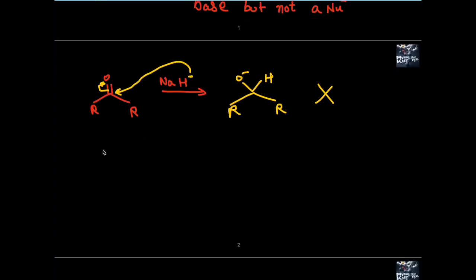Let's suppose we have something like HX, where X can be any atom. On adding NaH, H minus will take this acidic hydrogen and hydrogen gas is released. So this is basically an acid base reaction.